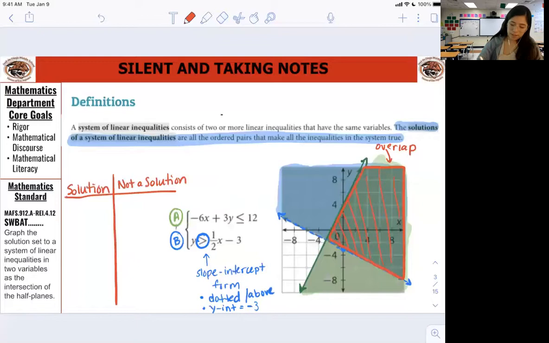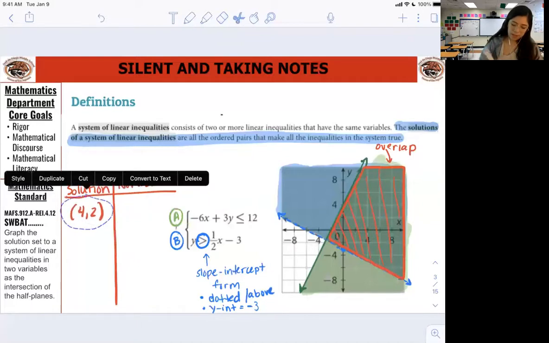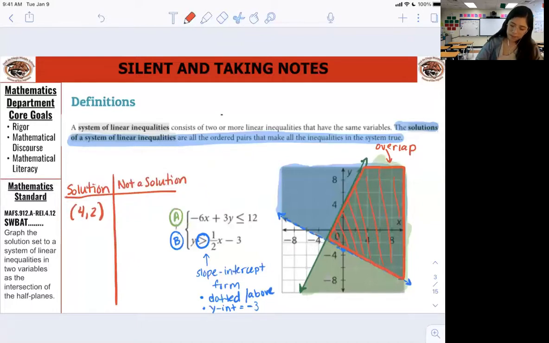I'll start easy. (4, 2). Is that in the solution or out of the solution? In the solution. Good. (4, 2) is in, because that point is within that red area. You can think of it like the floor is lava, like that red area is my lava, that is my solution, that is where I want to be. So (4, 2) is in the solution.